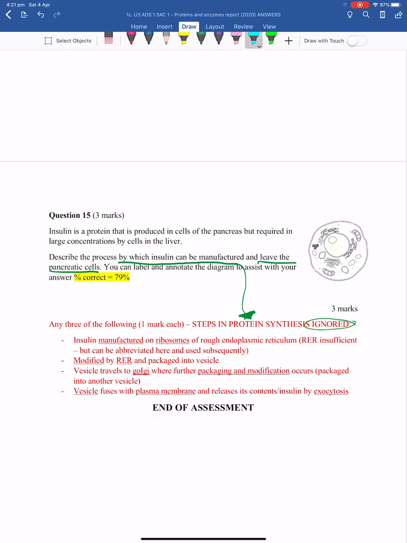So you can see that insulin was going to be manufactured in the ribosomes on the surface of the RER. It then was modified by the RER. Then the Golgi did packaging and modification. And what I was looking for was the vesicle fusing and releasing the contents via exocytosis. So what you needed here was any 3 of the following. So any 3 out of 4. And so that's the mark scheme.